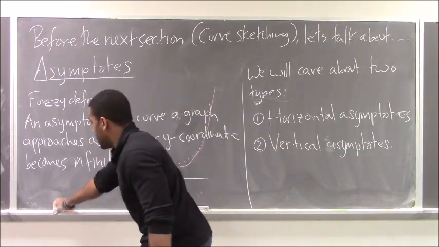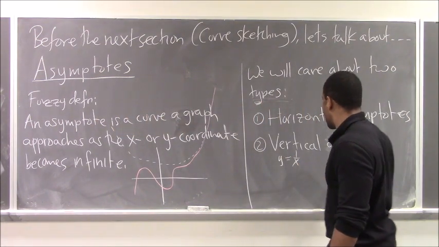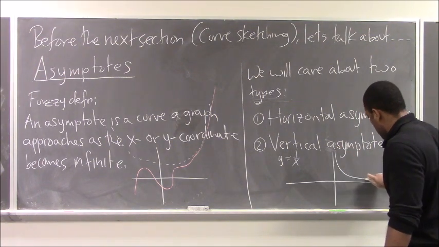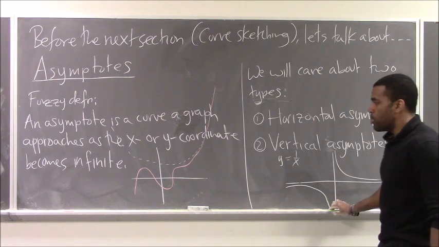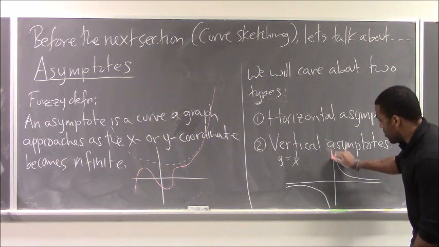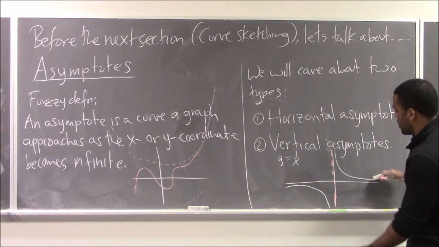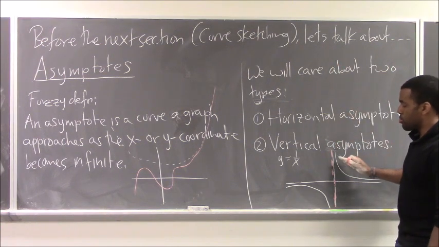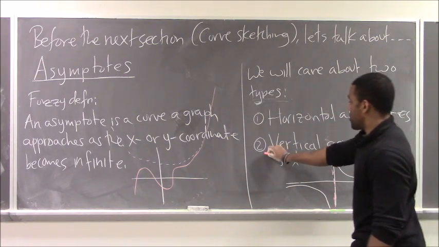So here's an example. If you look at y equals 1 over x, we know the graph of that. Looks like this. What I want you to realize is that this has both horizontal and vertical asymptotes. Notice that there's a vertical asymptote at x equals 0. As the y-coordinate is going off to infinity, the graph is approaching the curve x equals 0. So that's a vertical asymptote.